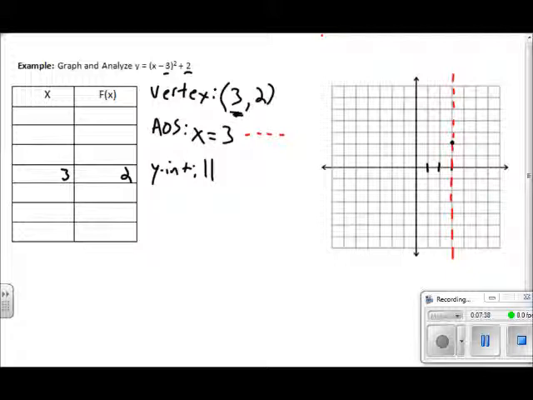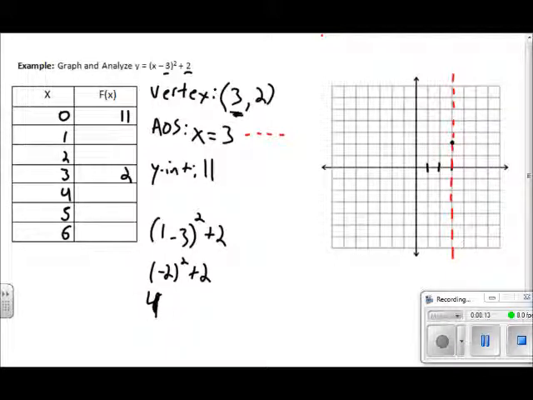Since we know that our y-intercept is 11, that's where x is 0. So if we plot our point at 0, and count 1, 2, 3, 4, 5, and 6, we know that 0 is going to be right at 11, because that is our y-intercept. Now we need to solve for a couple other points. So again, we just plug some numbers in, like 1 minus 3 squared plus 2. 1 minus 3 is negative 2, squared is 4. So I'm just going to go 4 plus 2, which equals 6. So when we have 1, we get 6.